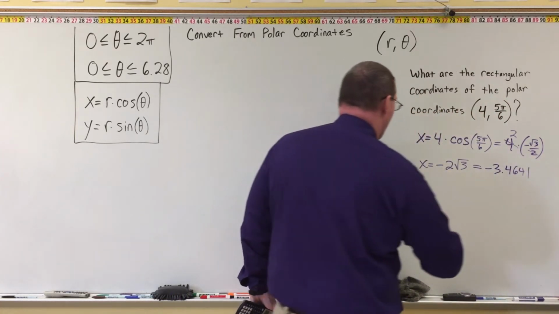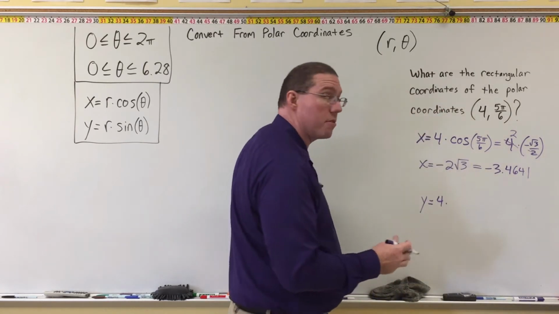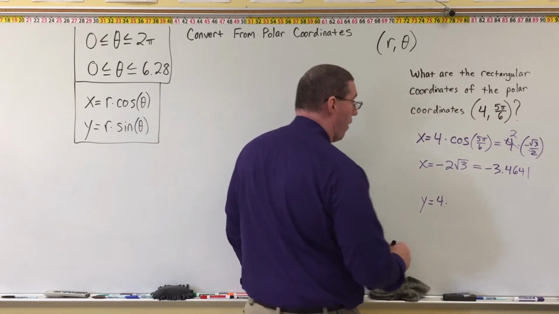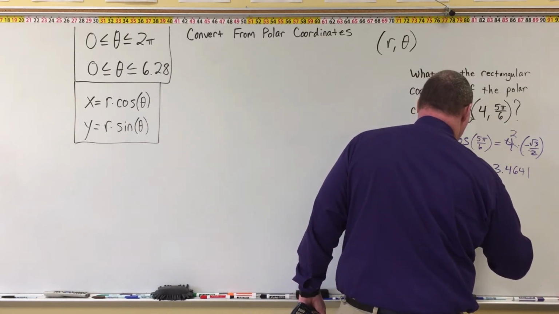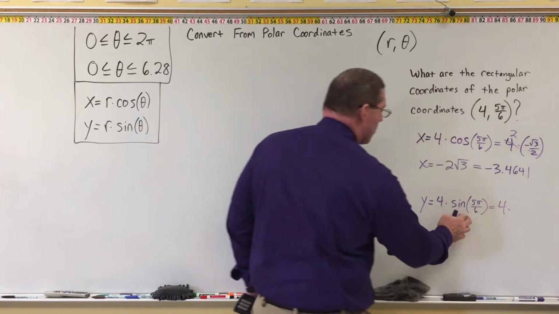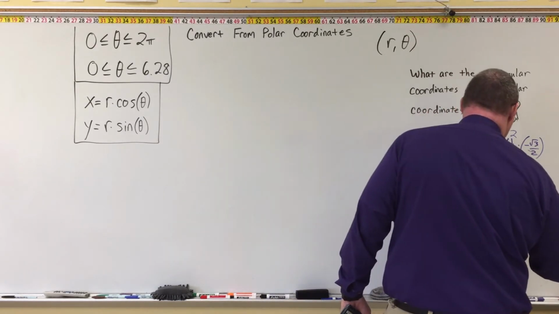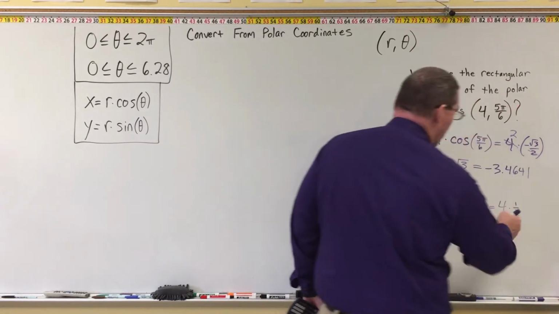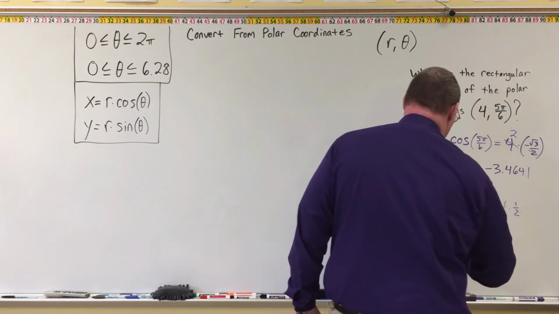Now we're going to do the y-coordinate. And y is going to be equal to the radius, which is 4, times sine of 5 pi over 6. Well, this is an easy one. Sine of 5 pi over 6 is 1/2. So we're going to multiply by 1/2, and we know that 1/2 times 4 is just 2. And therefore, the y-coordinate is 2.